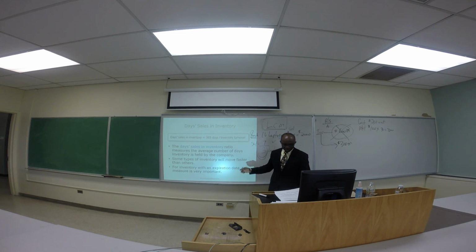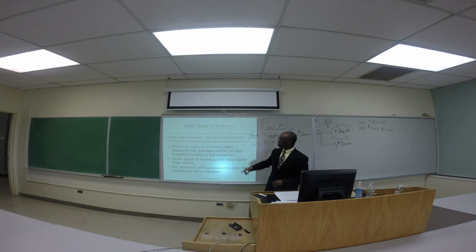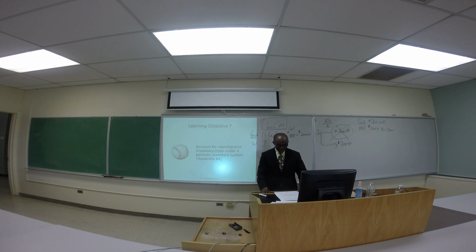And there's another ratio here called days sales in inventory. This measures the average number of days inventory is held by the company. Of course, the faster you are able to move your inventory, the better off you are. So the ratio is calculated as days sales in inventory equals 265 days divided by inventory turnover, which is the first ratio that we just recently completed.